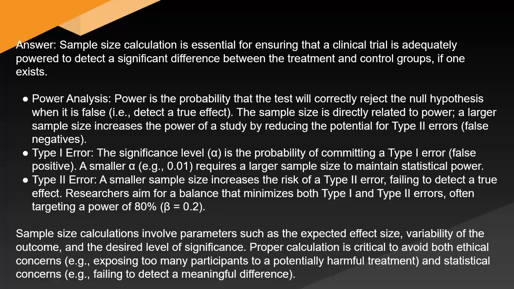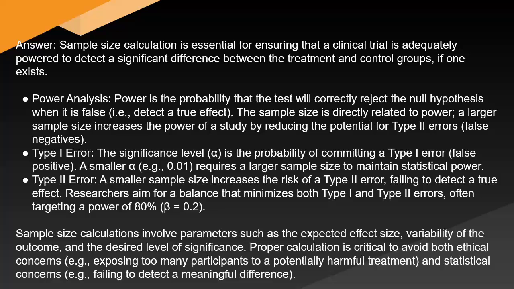Power analysis. Power is the probability that the test will correctly reject the null hypothesis when it is false, i.e., detect a true effect. The sample size is directly related to power. A larger sample size increases the power of a study by reducing the potential for type II errors, false negatives. Type I error. The significance level alpha is the probability of committing a type I error, a false positive. A smaller alpha, e.g., 0.01, requires a larger sample size to maintain statistical power. Type II error. A smaller sample size increases the risk of a type II error, failing to detect a true effect.